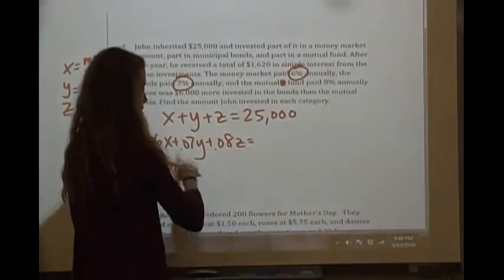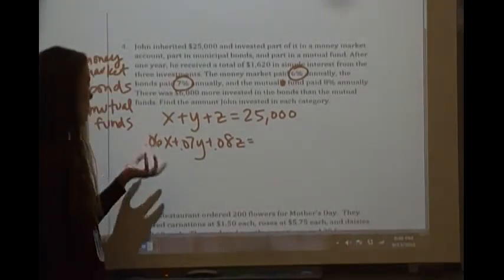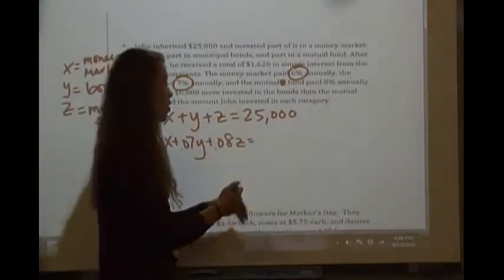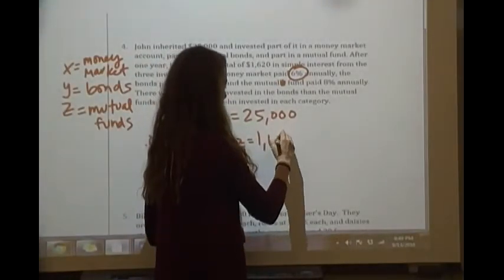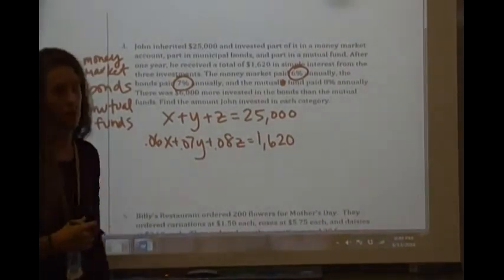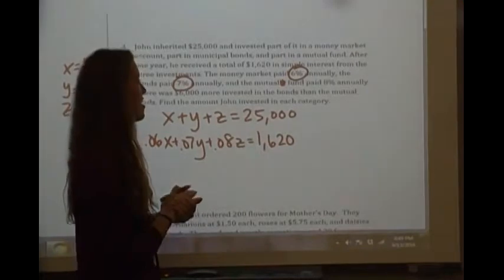And then the money that we gained from the interest, so 6% on the money market, 7% on the bonds, and 8% on the mutual funds, that totaled $1,620. So we gained this much money from that $25,000 that we had. That's pretty cool. Really still wish I had that $25,000.